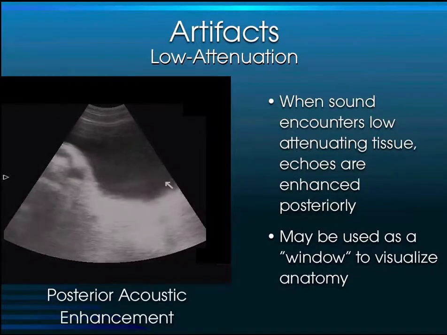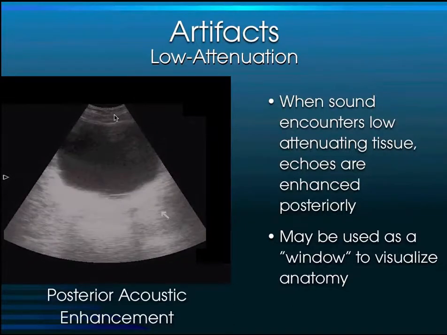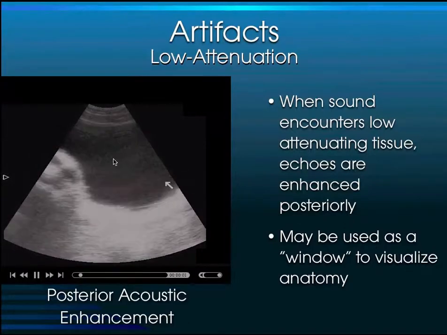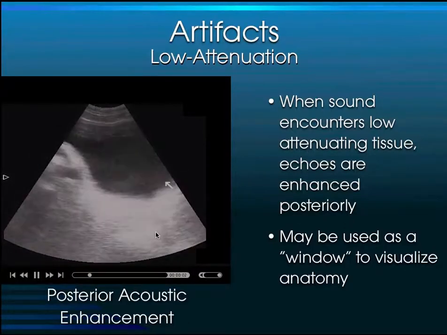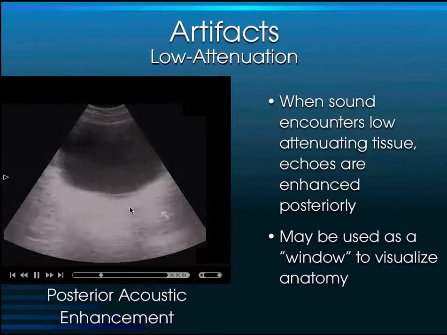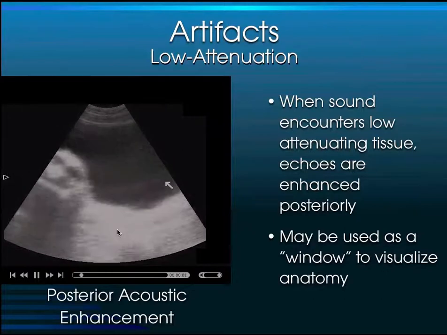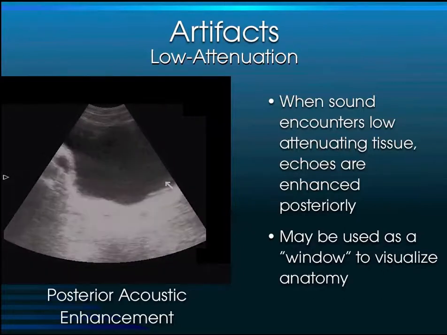See, in this example here, we can see the anechoic bladder appears basically black on the screen, and structures behind it have posterior acoustic enhancement. Because of the low attenuating effect of the bladder, structures posterior to it are echo bright.